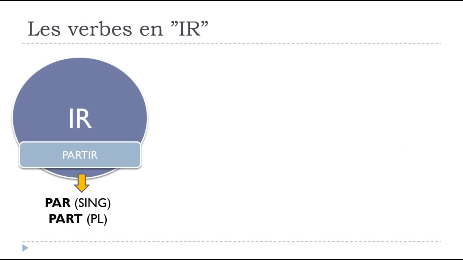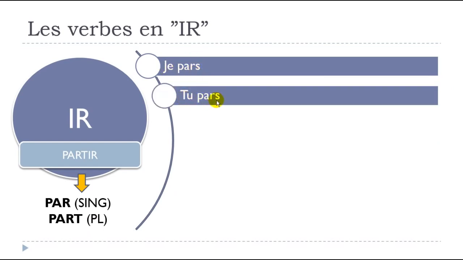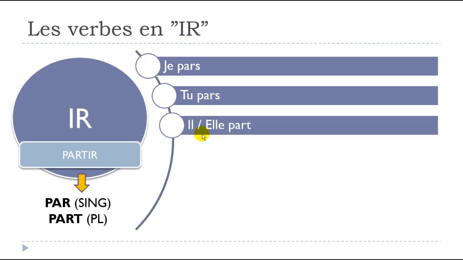So let's see how it will go. The first form will be je pars. Remember, you put this S, you don't pronounce it. Je pars. Then you will get tu pars, il, elle part. The first thing to keep in mind is that you get this final S, final T, but you don't pronounce them. So phonetically, je pars, tu pars, il part, elle part.